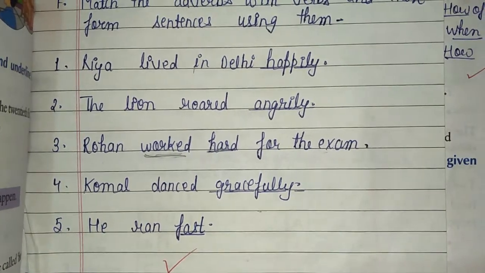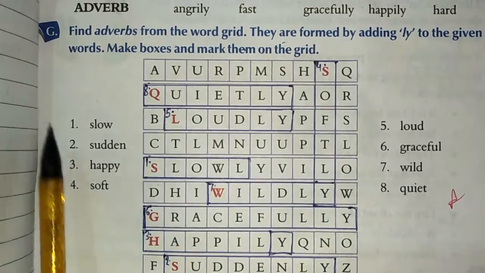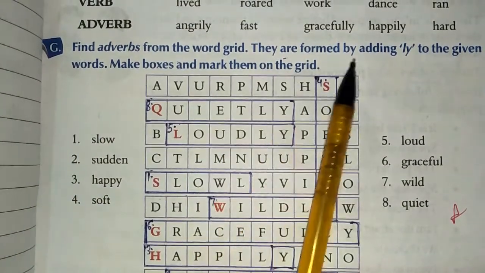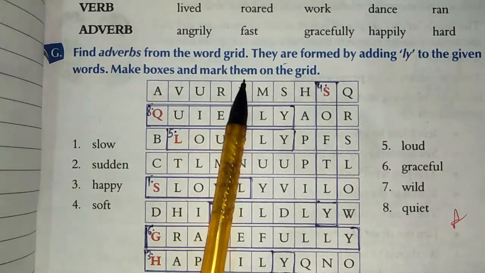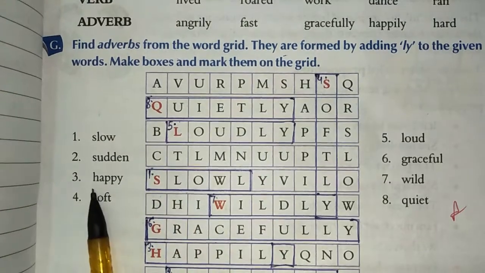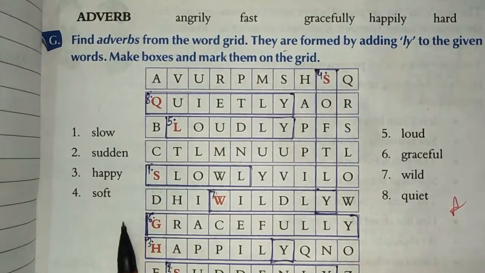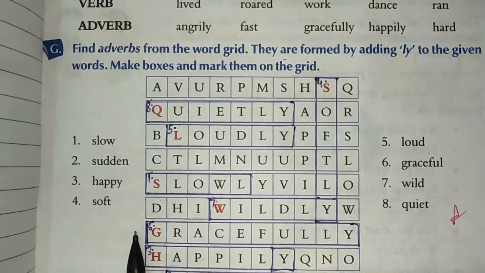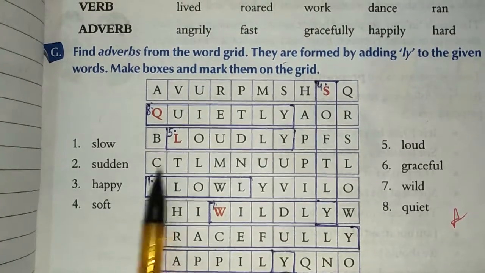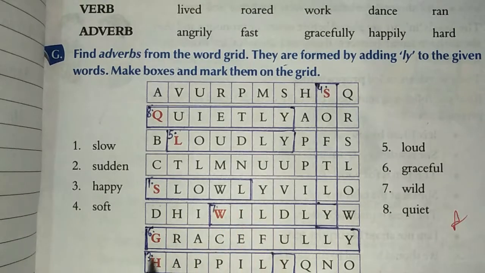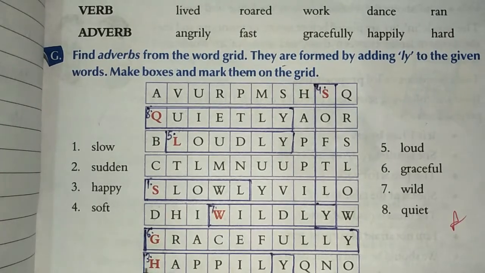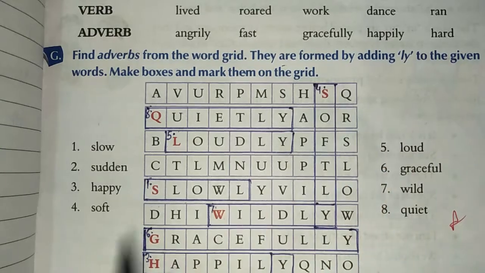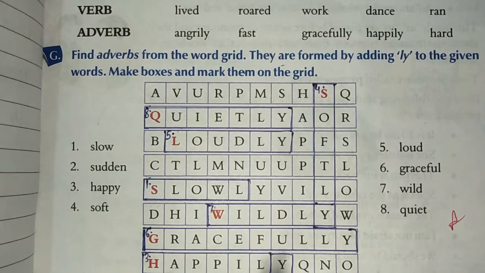Write them on the page. Exercise number G is find adverbs from the word grid. They are formed by adding ly to the given words. Make boxes and mark them on the grid. अब आपको क्या करना है कि यहाँ पे कुछ नीचे वर्ड्स दिए हैं, उसमें आपको ly ऐड करके एडवर्ब फॉर्म करना है. ठीक है, जो कि इस आपके ग्रिड में, वर्ड ग्रिड में गिवन है. आपको बॉक्स क्रिएट करना है. सो टेक अ scale and draw the line and make boxes. Okay, and by adding ly. आपको adverbs form करना है ly ऐड करके.